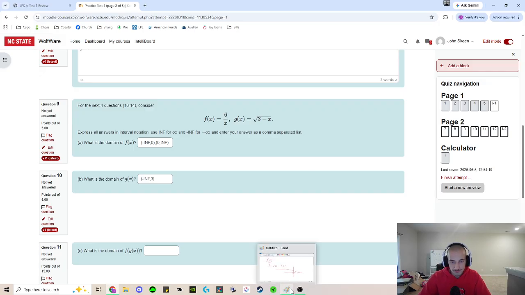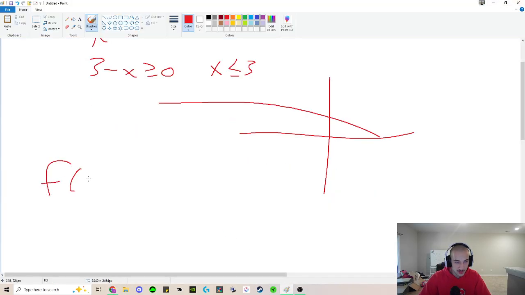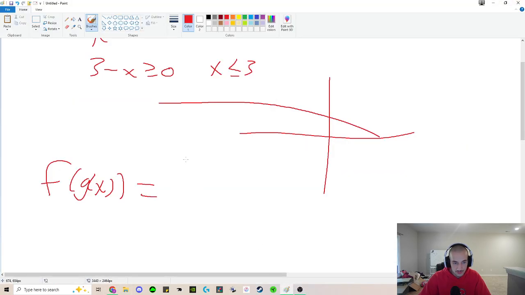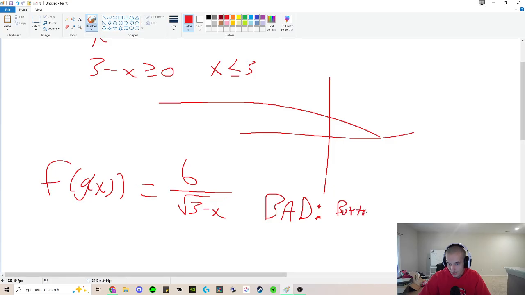So f of g is going to be 6 divided by g of x. Right? So here, once again, the bottom cannot be 0. So when is the bottom 0? So bad points. I like to just list the bad points when I'm doing domains, right? So what are the bad points? It's when the bottom is 0.